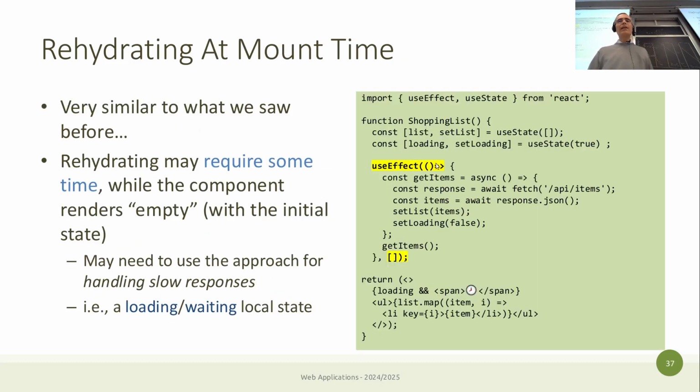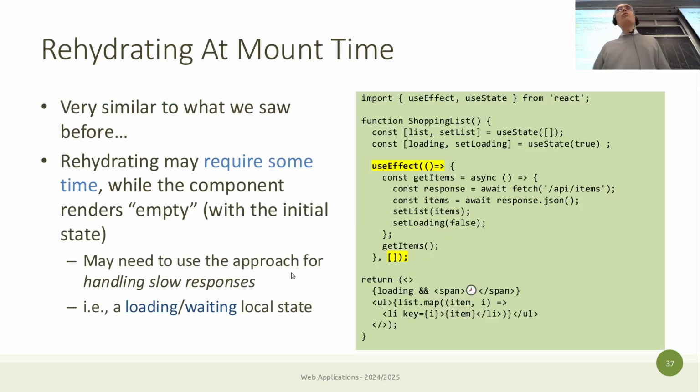So, last slide, and then we'll try to code a little bit. Rehydrating at mount time basically means loading information from the server. Okay? The information will be loaded through the useEffect, with no dependencies, and you need to fetch something. So you need to have APIs that return the information you want to load. Okay? We already saw the stuff about handling no responses and so on. So we just need to code a little bit.